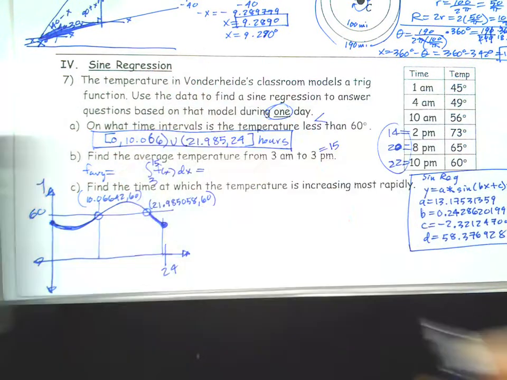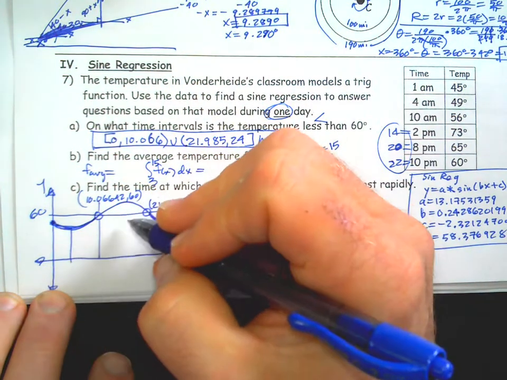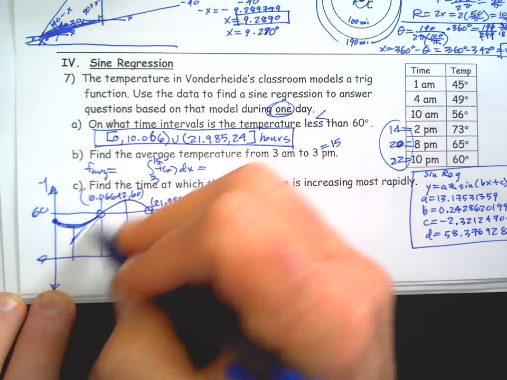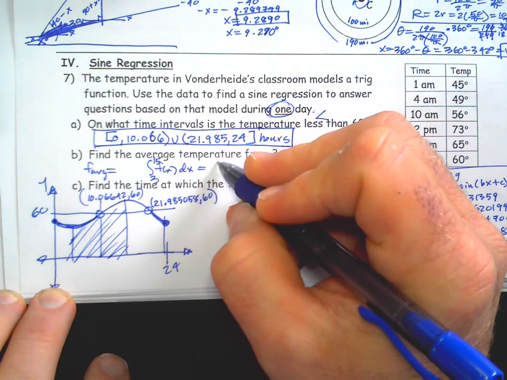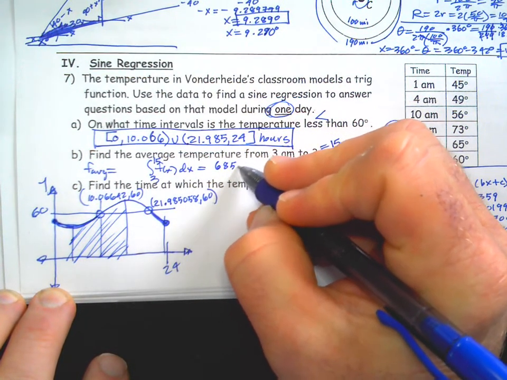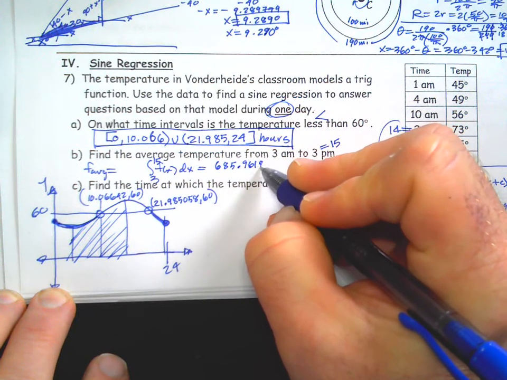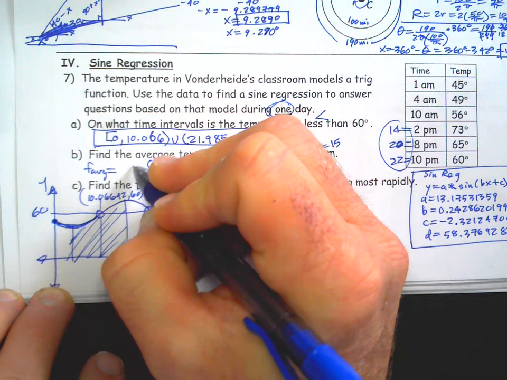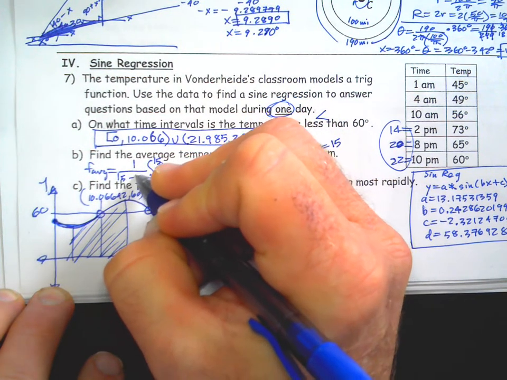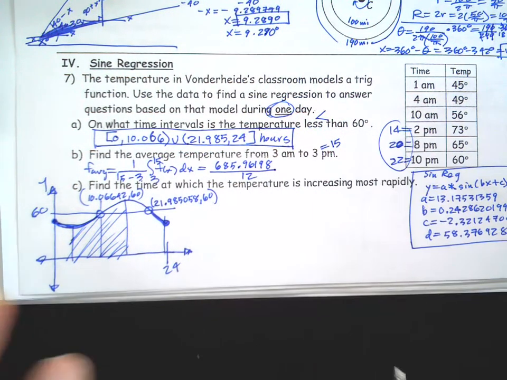And if you want, you can kind of put that on your picture. That should hopefully make sense. And the answer is 685.96198. Then we're going to divide by the number of hours, which is 15 minus 3, which is 12, right?